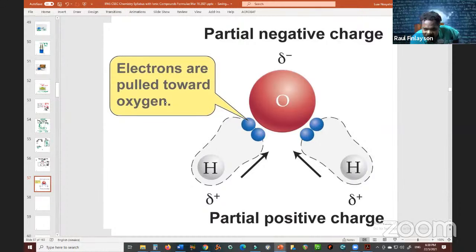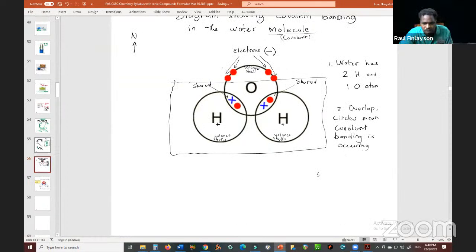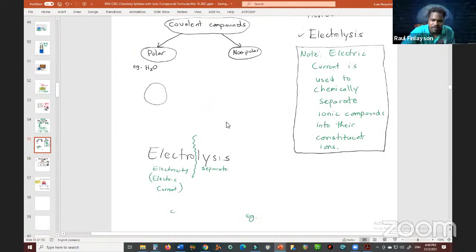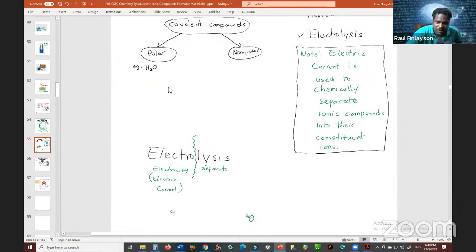Electrons are pulled towards the oxygen, definitely. And that's what creates that partial charge here. So water is polar. From today's class, you should go away with that information. Water is polar. All right. So then I have to go ahead and draw that. I showed you already a while ago, but non-polar.